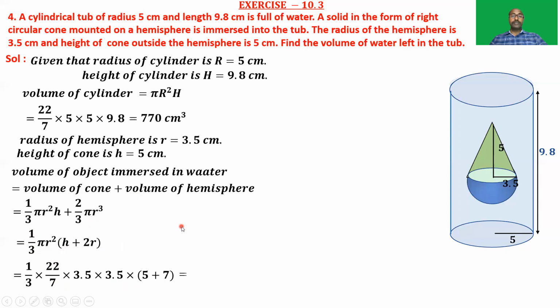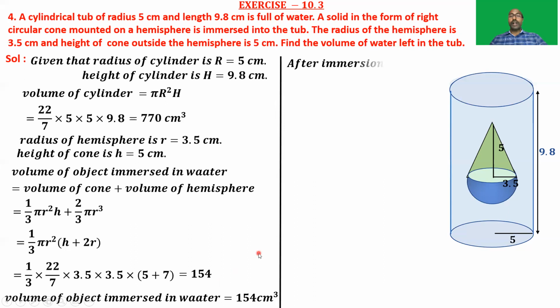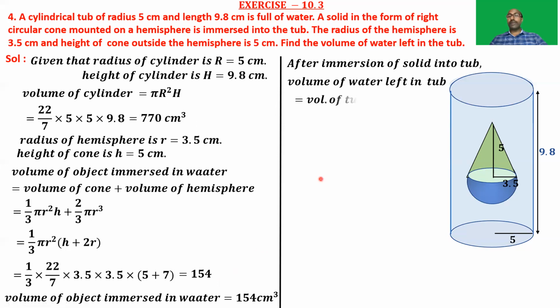Okay. So after simplification, we get this value as 154. So the volume of the object immersed in water is 154 cubic centimeter. Now, after immersion of this solid into the tub, the volume of water left in the tub is equal to the volume of the tub minus the volume of the solid, because the volume of water that flows out is equal to the volume of the object immersed into the tub.